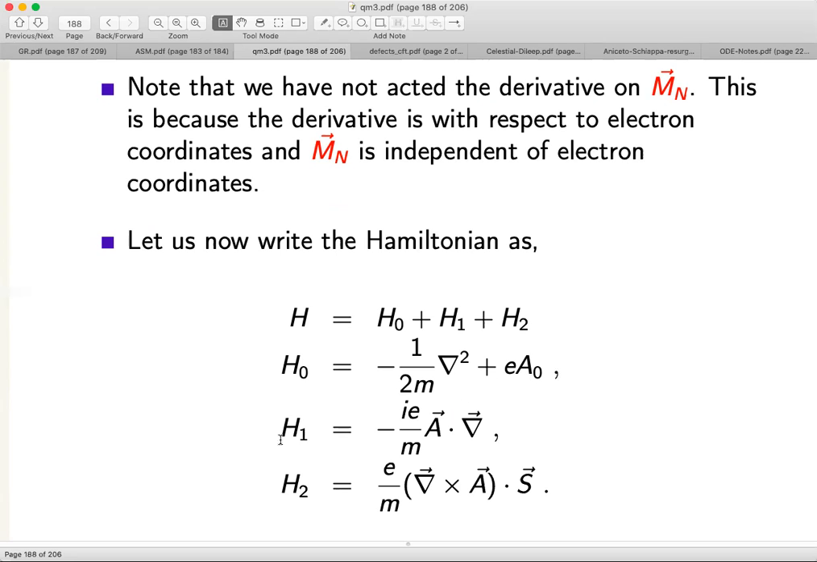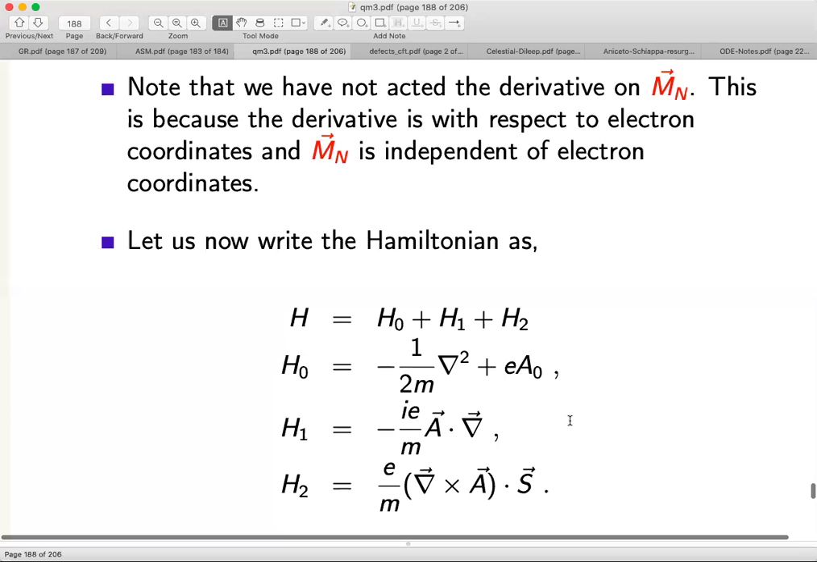And what we are going to do is to treat H1 and H2 as perturbations. Therefore, with respect to H0, whatever eigenstates we have obtained, we are going to use those eigenstates to compute matrix elements of these perturbations. But before we do that, we already know what A is, written in terms of the nuclear magnetic moment and the electronic coordinate R. So we will substitute that and massage this expression and bring it into a nicer form. By nicer I mean a form which is familiar to us.